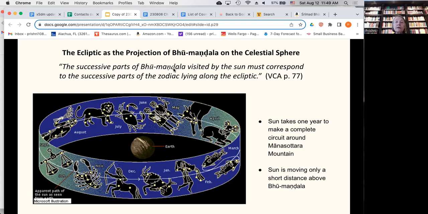Okay, so as Sariputta then says very explicitly, the successive parts of Bhumandala visited by the sun must correspond to the successive parts of the zodiac lying along the ecliptic. So now we're getting our head into this headspace of the Vedic version of what people are thinking, how they're thinking of our universe in this way.